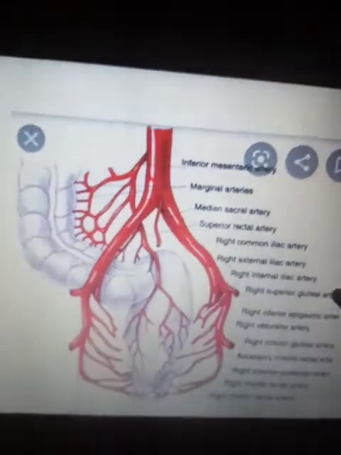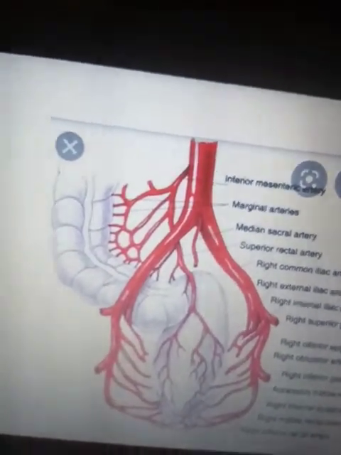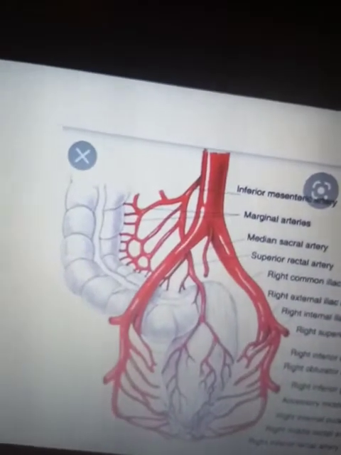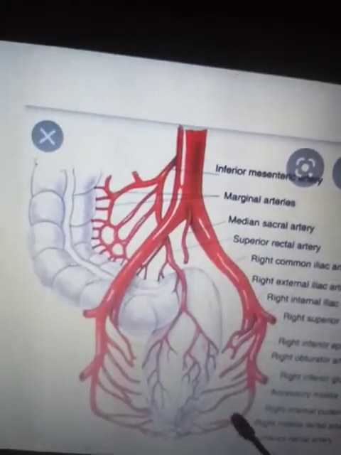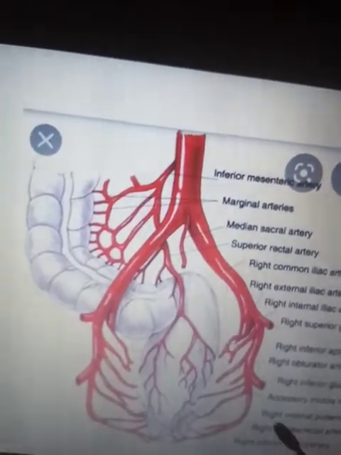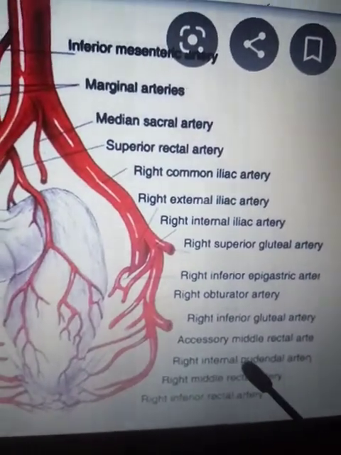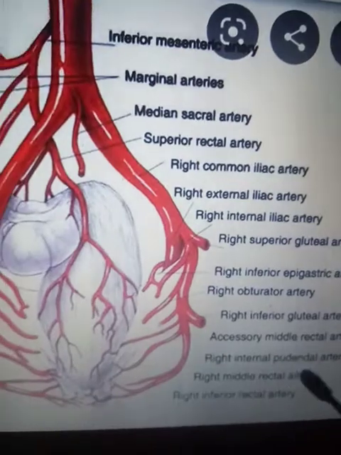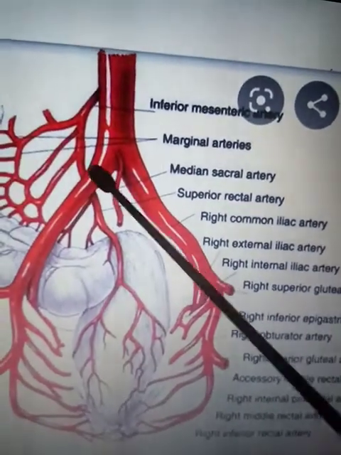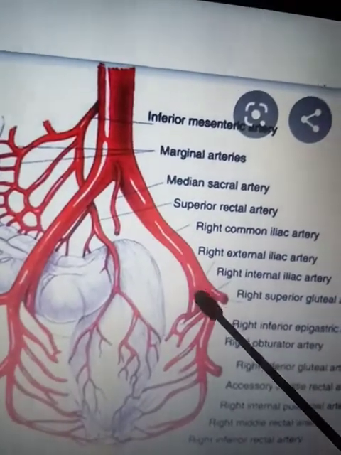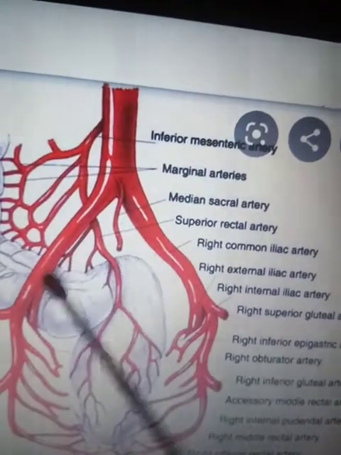Then another source of blood supply is the middle rectal artery. Can you see the middle rectal artery? Yes, this is your middle rectal artery. This middle rectal artery comes from the internal iliac. Your aorta divides into two common iliac arteries, right and left.